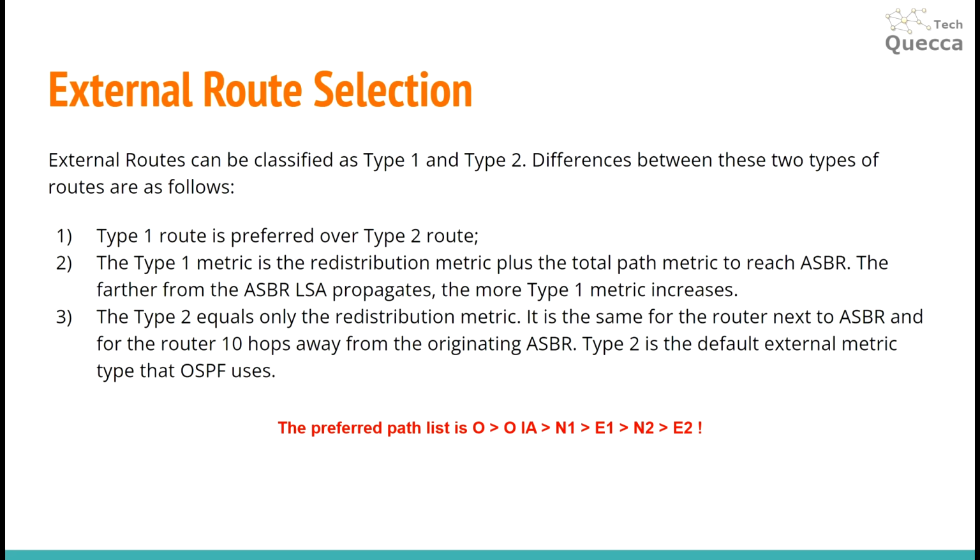The type 2 equals only the redistribution metric. It is the same for the router next to ASBR and for the router 10 hops away from the originating ASBR. Type 2 is the default external metric type that OSPF uses. So we will look into this in more detail in the next few slides with examples.